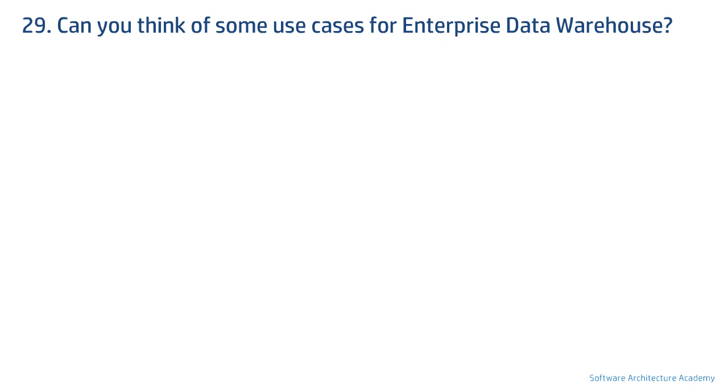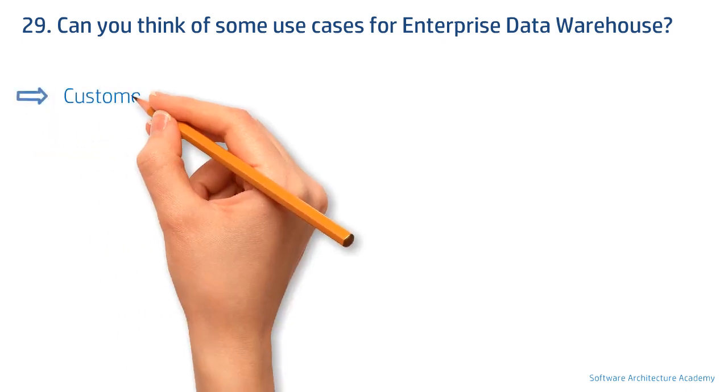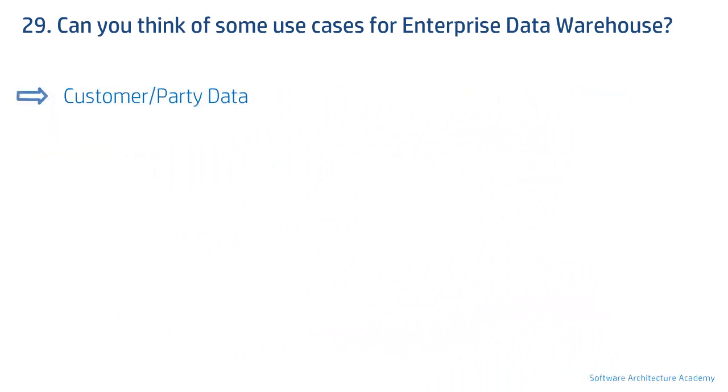The aim of technology is always to simplify things for users and to have the least number of possible IT systems. That's where enterprise data warehouses can play a critical role by bringing similar types of data from across different lines of business into one place. So, to answer this question, these things can be customer or party data. Almost all lines of business have customer data, and some often have the same customer in multiple lines of business.